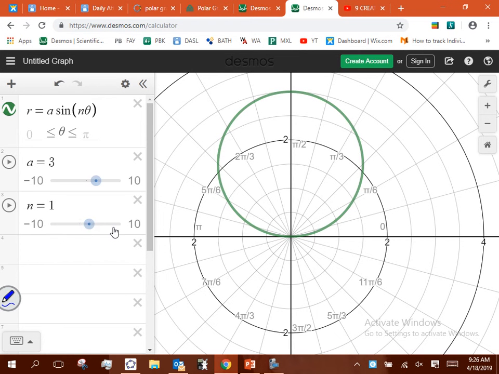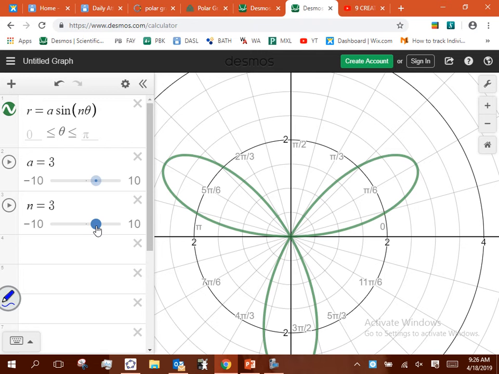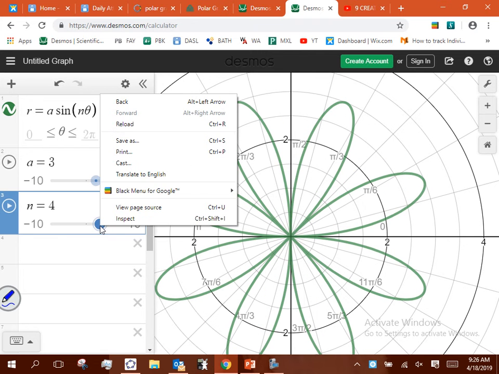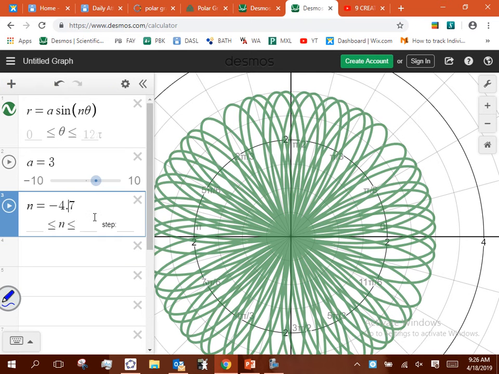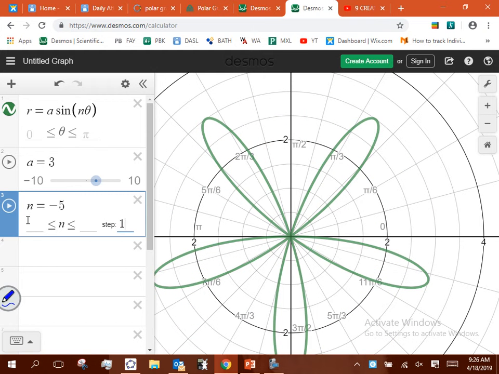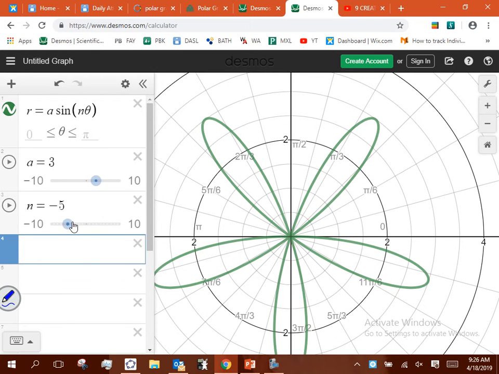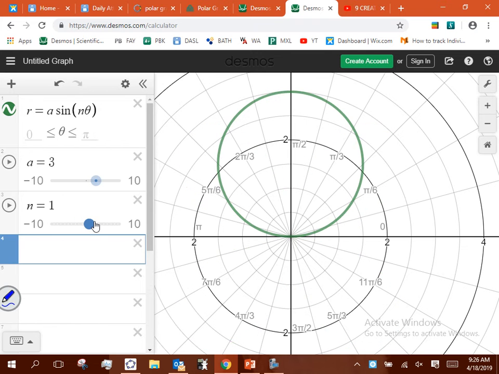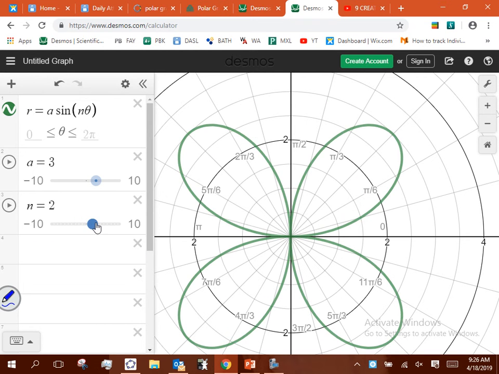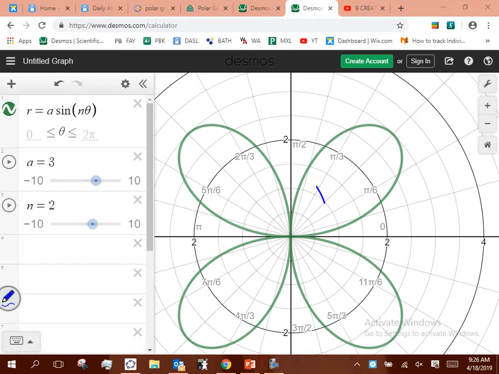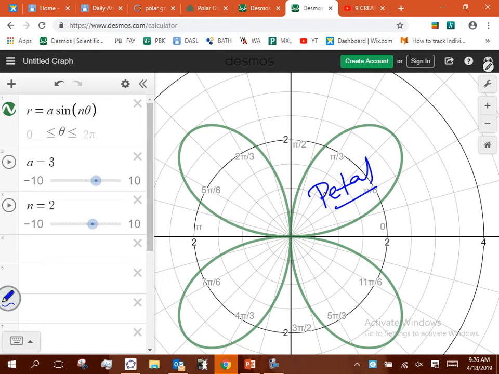Now, if I make n, and I want the step to go by 1. If we start at obviously 1, we get a circle. If I go n to be 2, so this would look like 3 sine of 2 theta, we get this shape here. We call that a rose. It starts to look like a flower, right? Each one of these branches is called a petal, right?